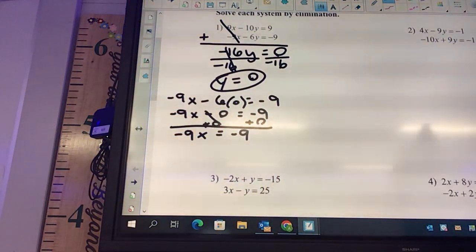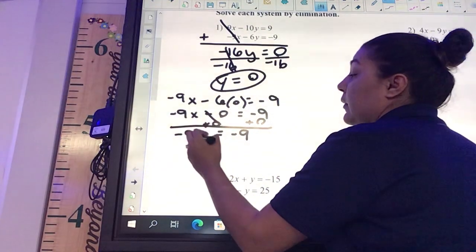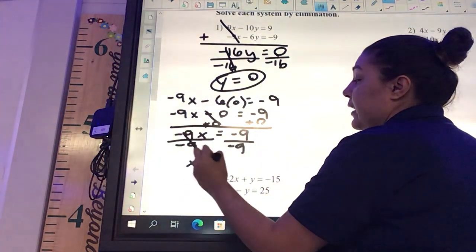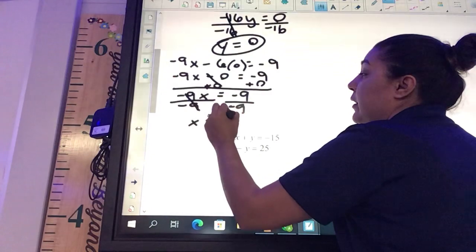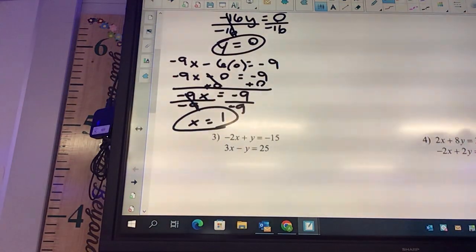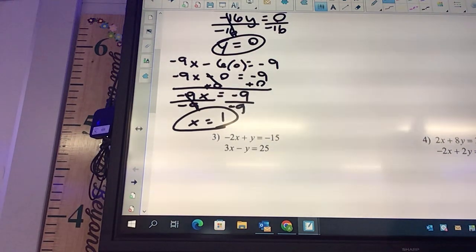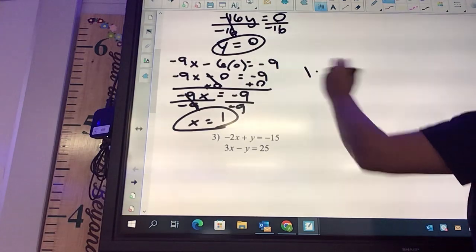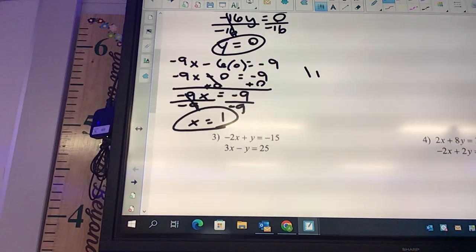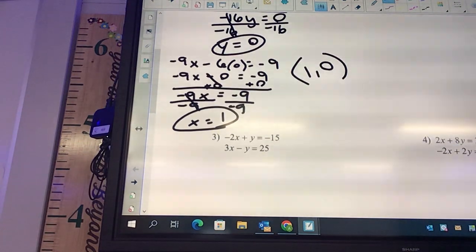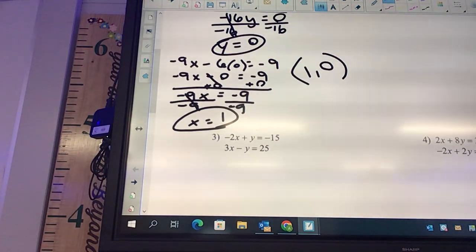Okay. And then what? Divide by negative 9. So we get x equals 1. Okay. And then what? 1 comma negative 9. Try again. 1 comma. Oh, 0. 0. You're fine. I'll look at something else. Okay, 1 comma 0. What is that called?